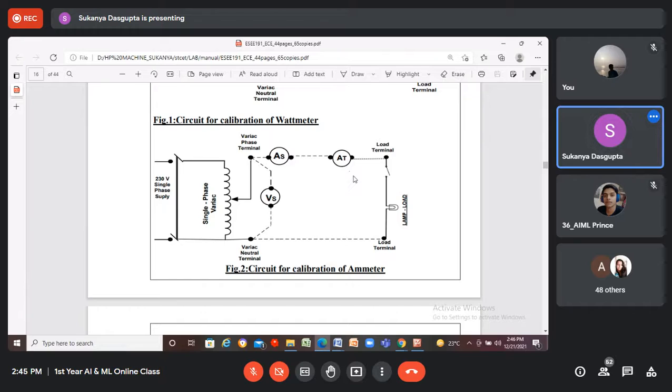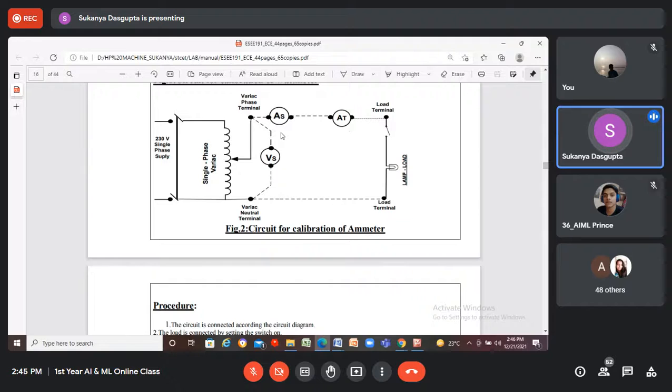This is another secondary instrument that will be calibrated using this standard one. Okay, and the rest of the circuit diagram will remain the same. This is the load. This is the variac, by varying which we will vary the supply voltage, and the supply current will vary accordingly.